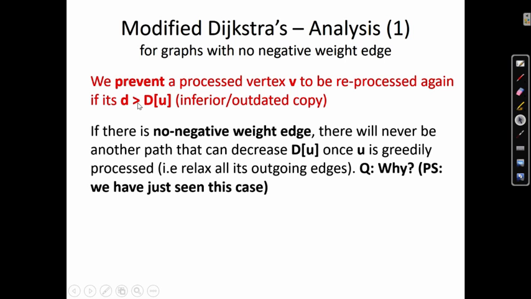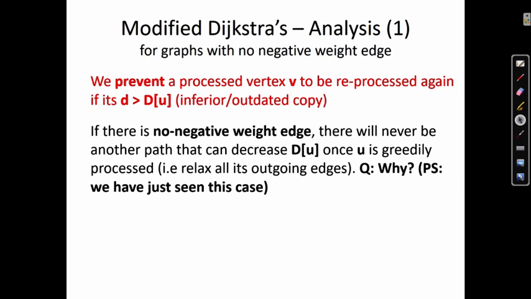So now, if there are no negative edge weights, then when U, a particular vertex, is greedily processed from the priority queue, that means that I dequeue U, I find that this is the most up-to-date copy, right? Then I'll greedily relax all its outgoing edges, and I will place U into solved. From that point onwards, there can never be another path that will decrease DU if there are no negative edges. Why? That's what we proved with original Dijkstra, so it doesn't change for modified Dijkstra.